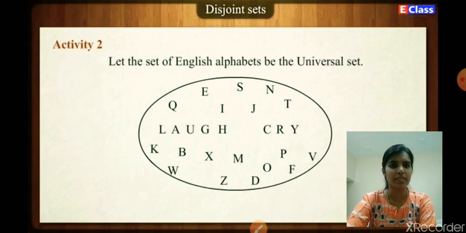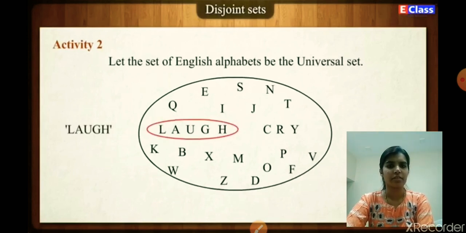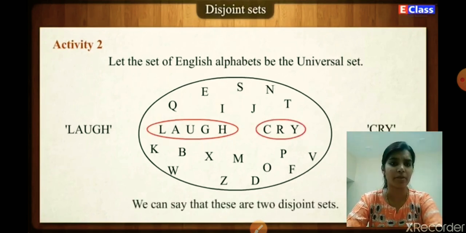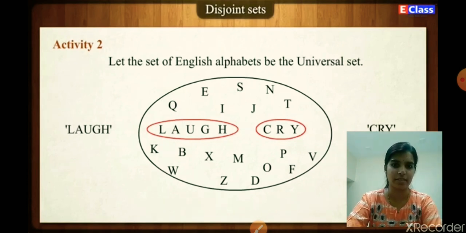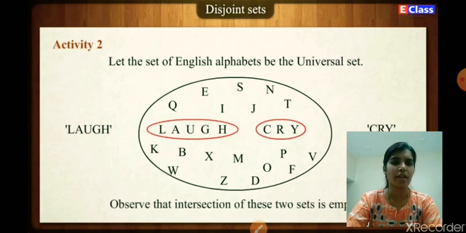Let the set of English alphabets be the universal set. Then we are making one Venn diagram. So you can find out the number of disjoint sets here. And then you can find out the intersection of the two sets in this figure.